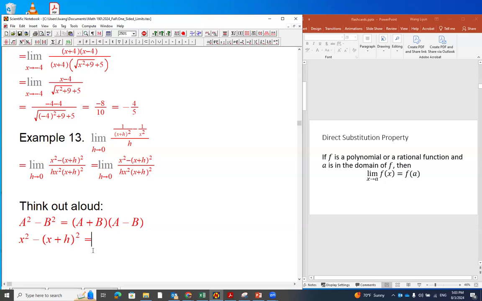So I will get A plus B times A minus B. So A is x, so A is replaced by x. B is (x plus h) in parentheses, so B is replaced by x plus h. Boom. Right? So that's what I'm getting for that piece.